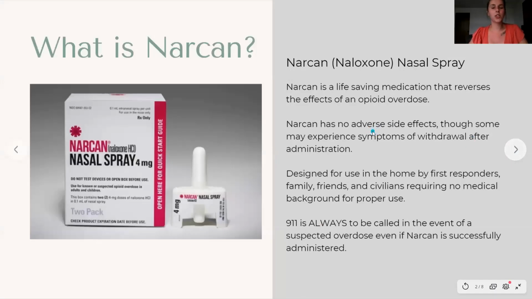All right, so first question is, what is Narcan? Narcan is the fancy word for the generic name of naloxone. It is a life-saving medication that reverses the effects of an opioid overdose. It does only reverse the effects of an opioid overdose. However, it does not have any adverse effects or reactions.